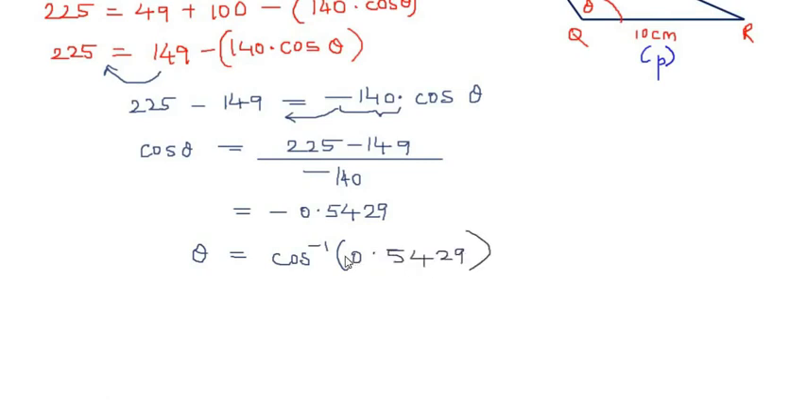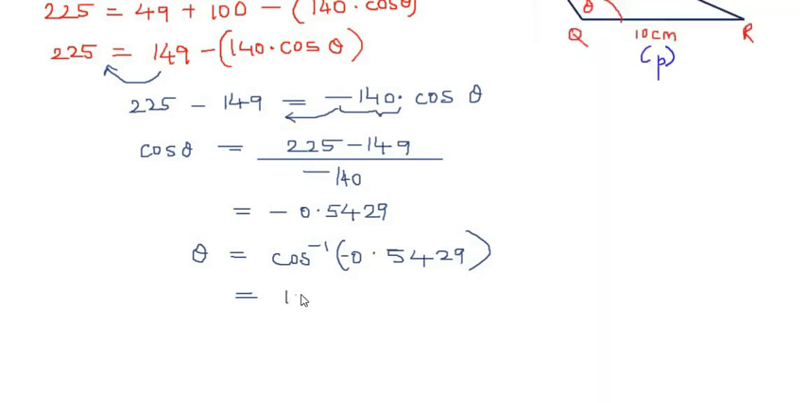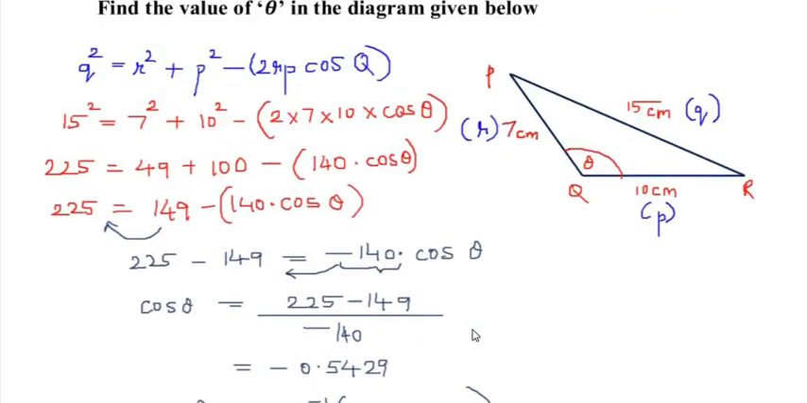It is a negative answer. So let us put it in the calculator and check. Here it is shift cos, so cos inverse of the answer gives us 122.87 degrees, or we can round it as 122.9 degrees. So this is the way we can find out the angles using the cosine rule.